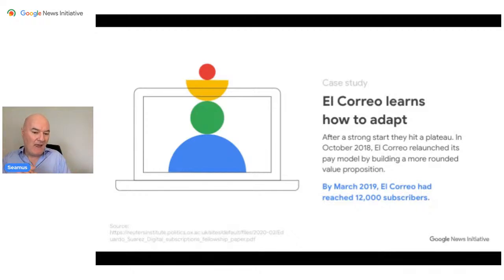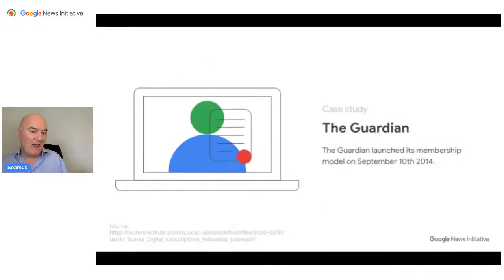Very interesting. So this relaunch really did work for El Correo, as we can see there, reaching 12,000 subscribers in March 2019. And the editorial director there at El Correo said that we're much happier now because we can see that our marketing strategy is working, also because the new model is helping us transform our newsroom.